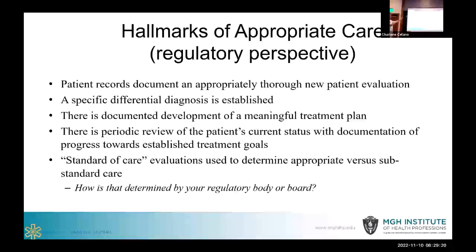So, documenting a meaningful treatment plan. They also like to see that there's a periodic review of their status and whether they're making progress towards their goals. And if they aren't making progress towards those goals, have you changed the therapy, or have you just continued the opioid? And I think one of the things that gets people in trouble is when you have a plan, like, okay, we're going to do some urine drug screening, and if you have adverse findings, there'll be consequences, or we're going to work towards these goals.